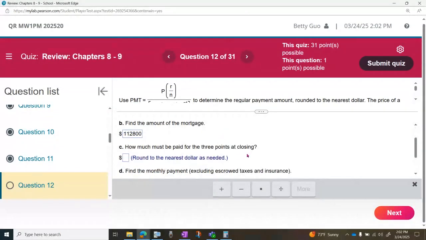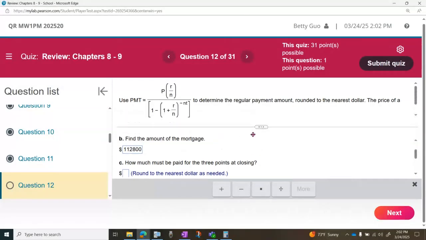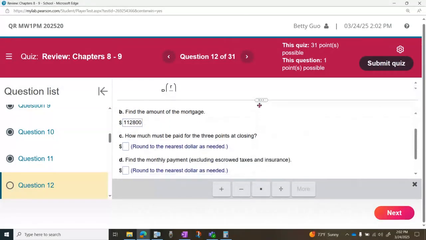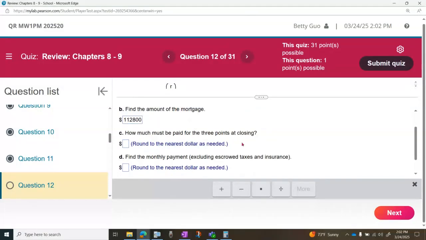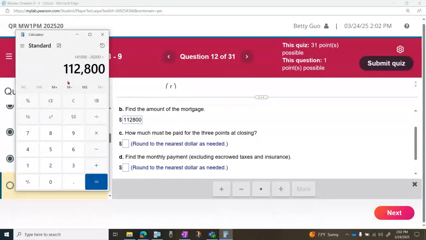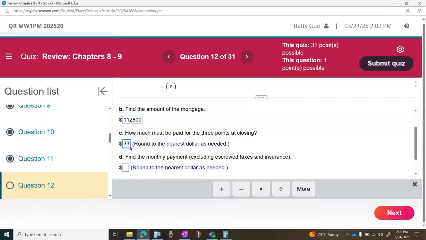How much must be paid for the 3 points at the closing? 3 points is 3% of the mortgage, okay? And you have the mortgage found in part B. So 3% times the loan amount. 112,800 times 3%, times 0.03. Closing cost 3,384. That's the closing cost.